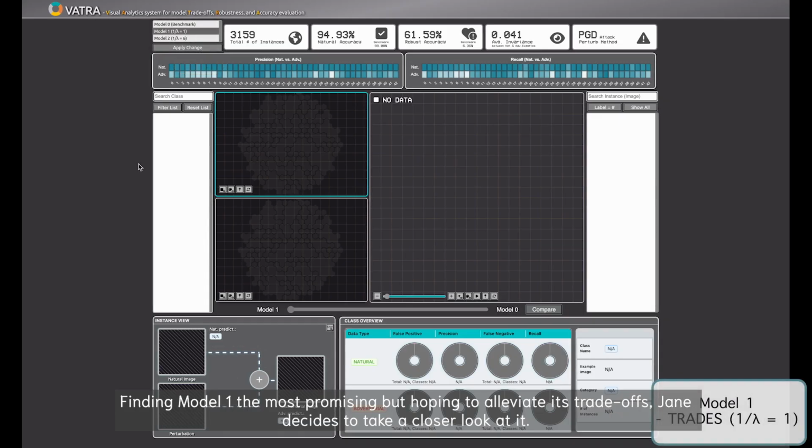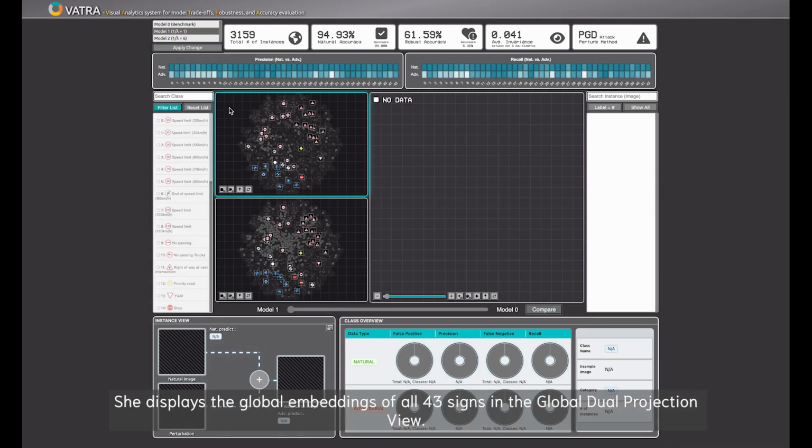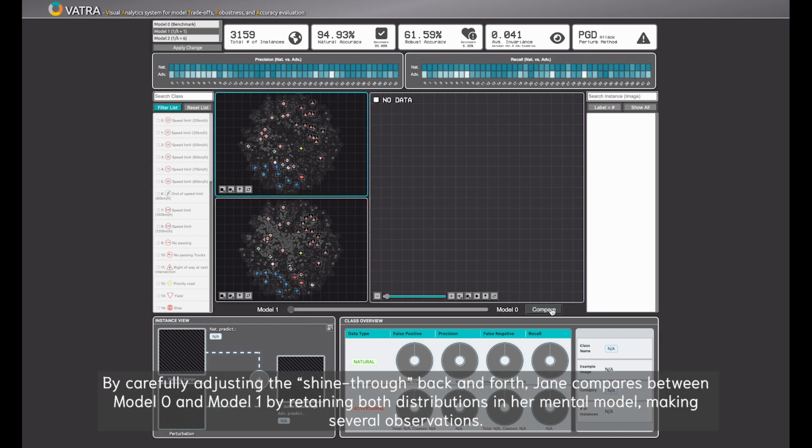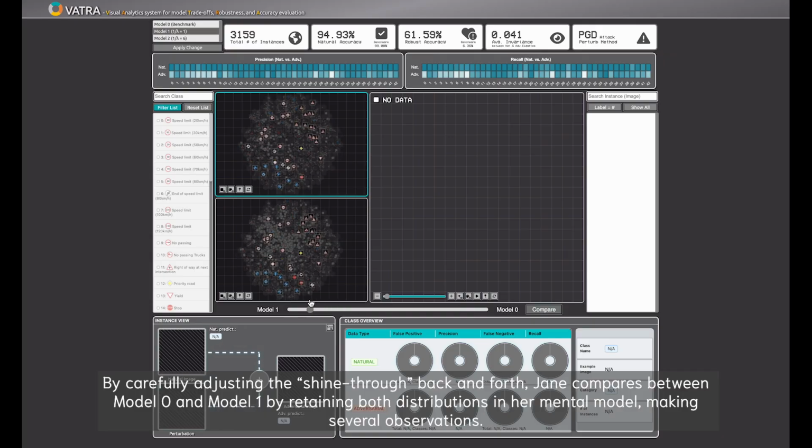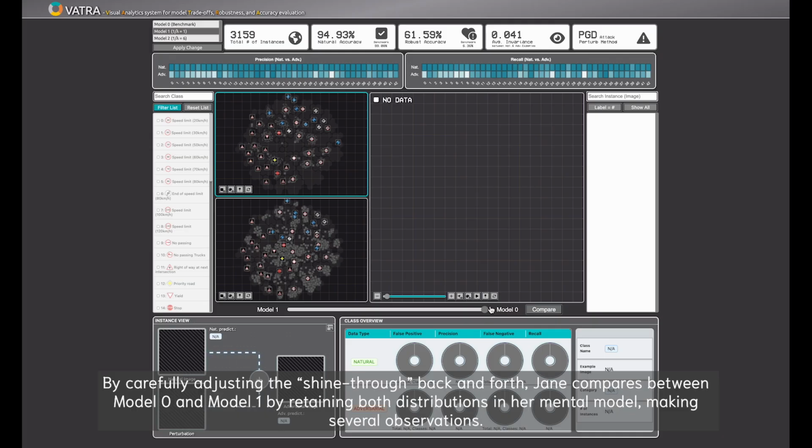Finding Model 1 the most promising, but hoping to alleviate its trade-offs, Jian decides to take a closer look at it. She displays the global embeddings of all 43 signs in the global dual projection view. By carefully adjusting the shine-through back and forth, Jian compares between Model 0 and Model 1 by retaining both distributions in her mental model, making several observations.